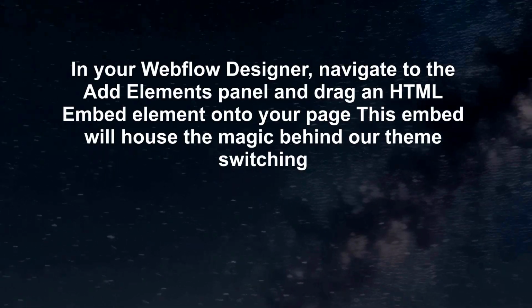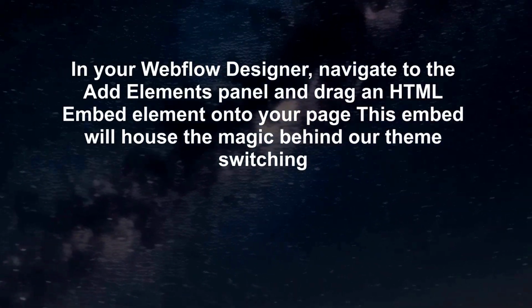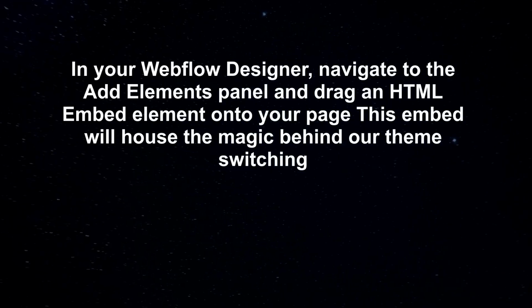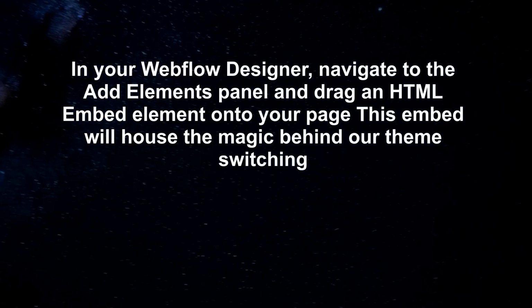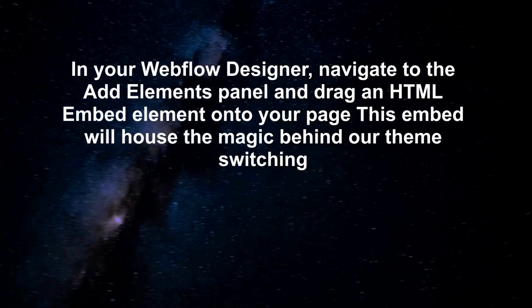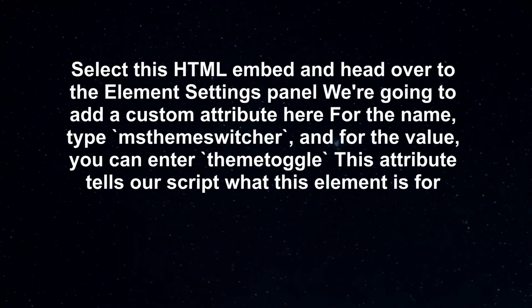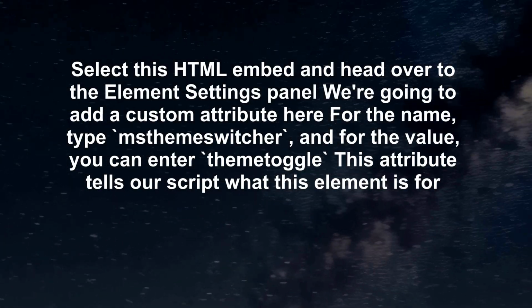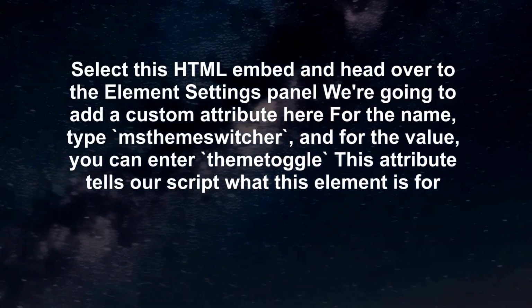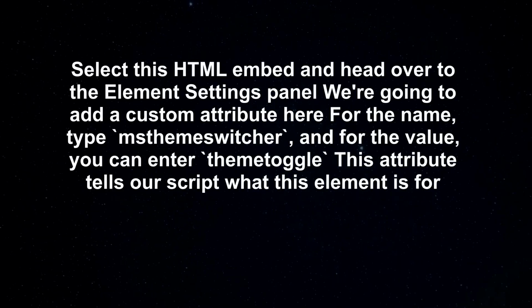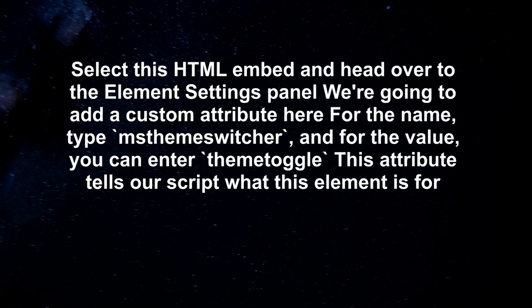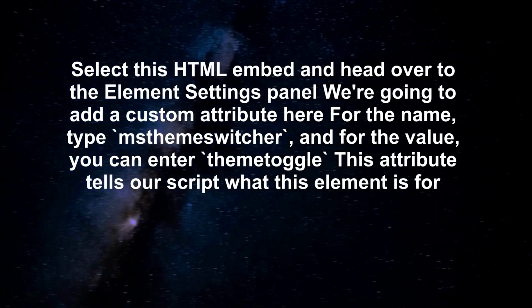In your Webflow designer, navigate to the Add Elements panel and drag an HTML embed element onto your page. This embed will house the magic behind our theme switching. Select this HTML embed and head over to the Element Settings panel. We're going to add a custom attribute here for the name. Type MS Theme Switcher. And for the value, you can enter Themetoggle. This attribute tells our script what this element is for.